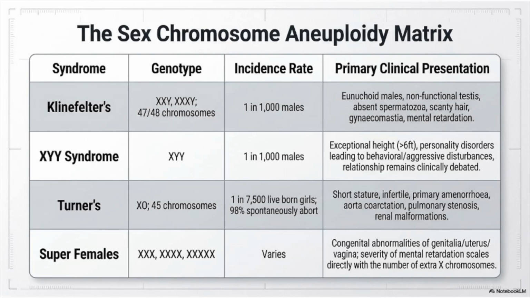And super females with genotypes like XXX or XXXX show congenital abnormalities of the genitalia, uterus, or vagina. And the severity of mental retardation increases directly with the number of extra X chromosomes.